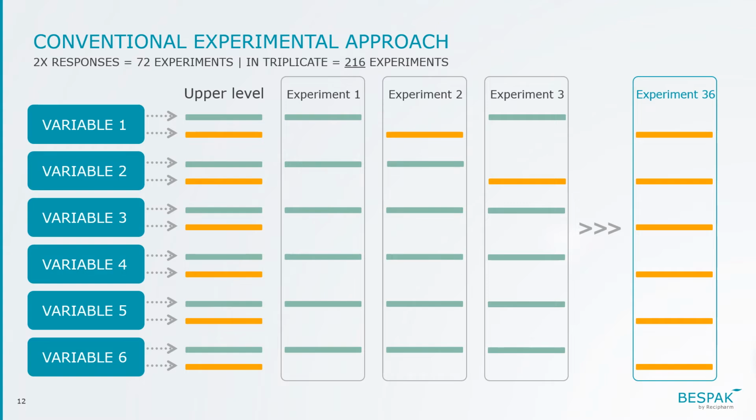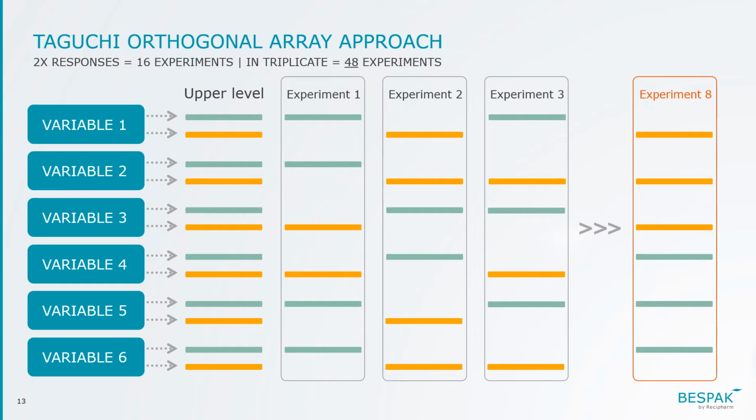In the present study, with 2 levels and 6 variables, this requires 36 permutations. As the response variables could not be captured simultaneously, 72 experiments would be needed. For data collection in triplicate, 216 experiments would be required in total. Using a design of experiments approach, in this case a Taguchi orthogonal array, we can drastically reduce the number of required permutations while still ensuring that the results are statistically significant.